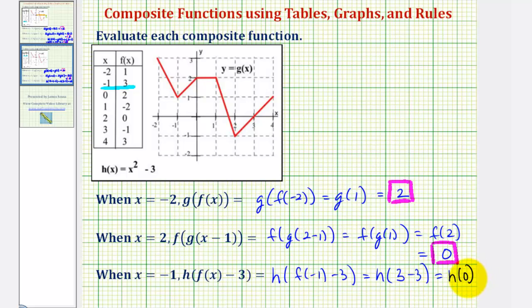To determine h of 0, we use the function rule h of x equals x squared minus 3, and since the input or x value is 0, we'll substitute 0 for x. So h of 0 would be equal to 0 squared minus 3, which is -3. So here we have a composite function value of -3.